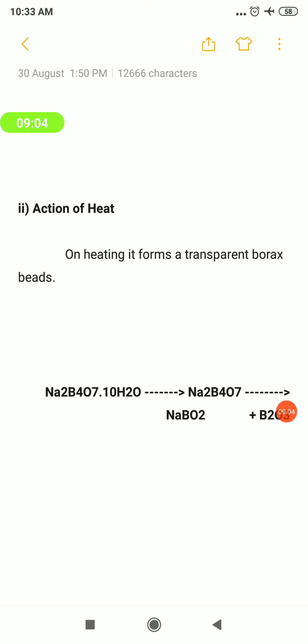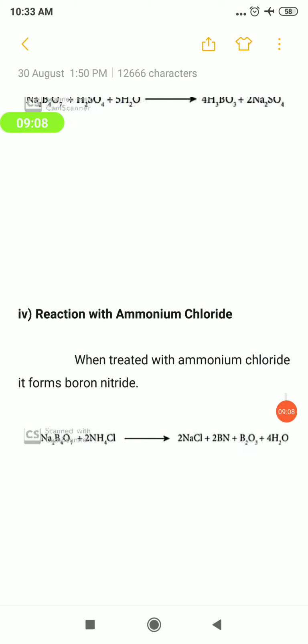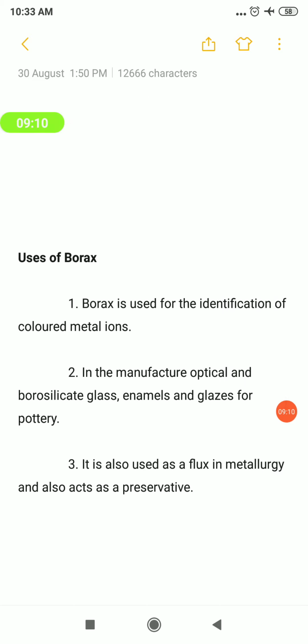Any doubt? The borax preparation we have seen and the properties we have seen. Then the uses of borax. It's mainly used for the identification of colored metal ions in analysis. Okay? Then the second one, it's used for the manufacture of optical and borosilicate glass, enamels and glasses for pottery. That is the second use of borax.